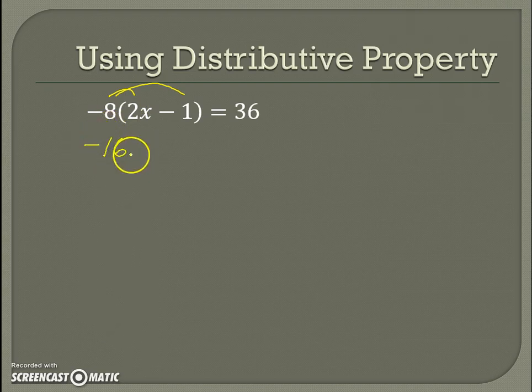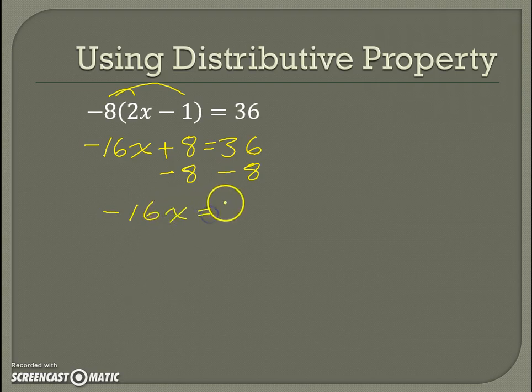Above my whiteboard, you'll notice there's a sign that says, kiss your parentheses goodbye, and that is in reference to the distributive property. Very, very useful property in that regard. Okay, here I would subtract 8 from both sides. It's another two-step equation. So I have negative 16x equals 28. Divide both sides by negative 16.